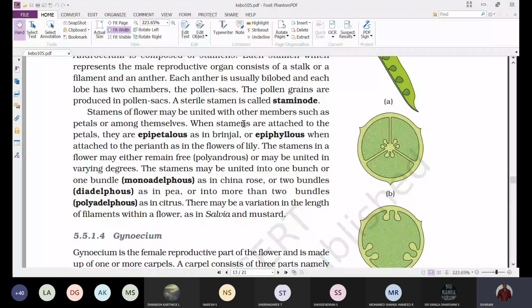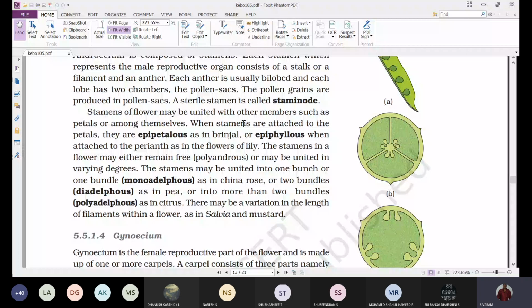And the next one is epiphyllous. What is meant by epiphyllous? In some flowers, we already said, the sepals and petals are undifferentiated. We are unable to distinguish sepals from petals. In that case, we call them together a perianth. The individual structures in the perianth are called tepals. And in some flowers the stamens are associated with these tepals, and such a phenomenon we call epiphyllous.